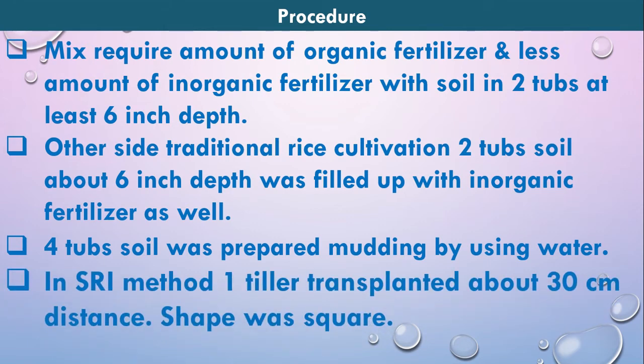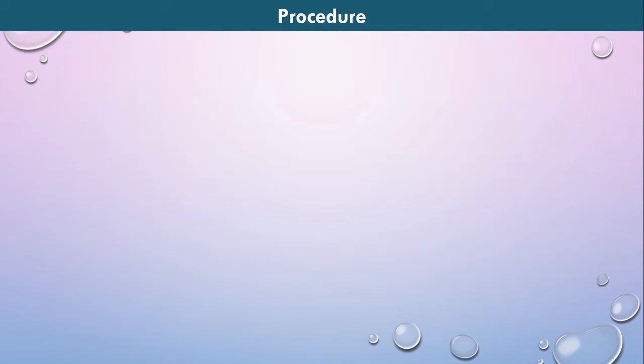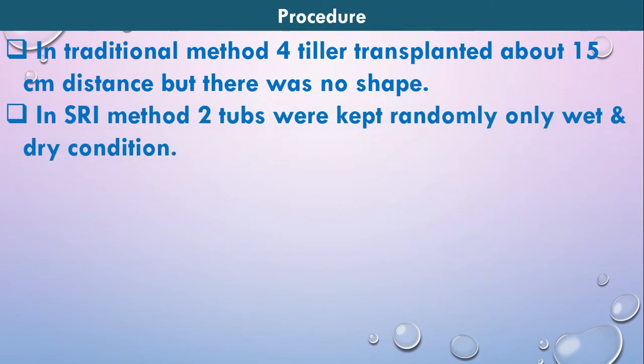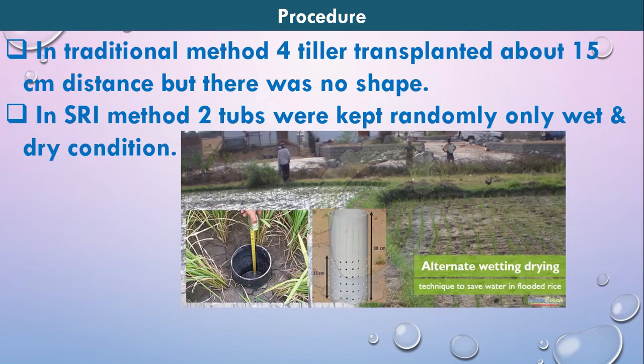In the SRI method, one tiller was transplanted at about 30 centimeter distance, and as I told you before, the shape should be square. Next, in the traditional method, 4 tillers were transplanted at about 15 centimeter distance, with no specific shape. And in the SRI method, the 2 tubs were kept randomly in only wet and dry condition, which means we use the alternate wetting and drying method of irrigation.